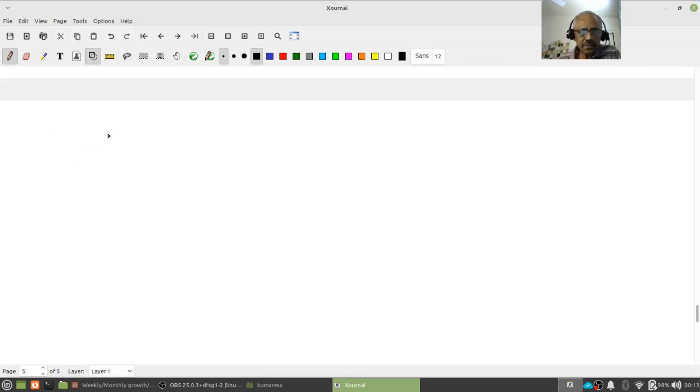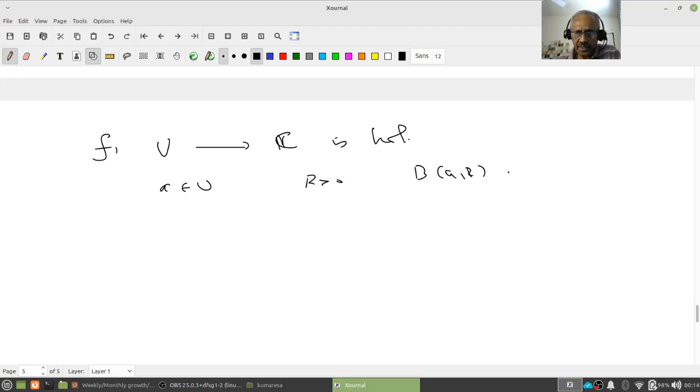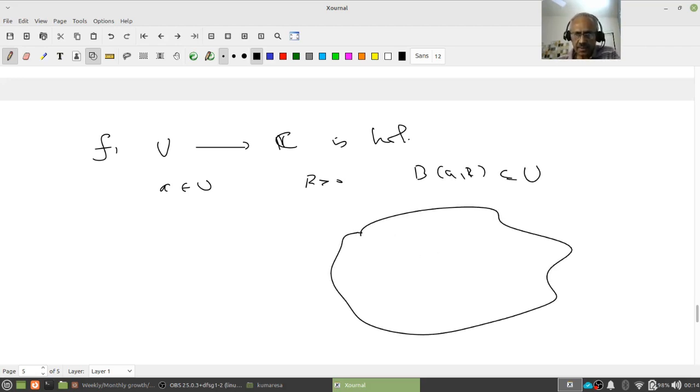Suppose f from U to C is holomorphic. Fix a point a in U, and fix an R positive so that B(a,R) is contained in U. This is my open set. Now let's choose a point a and choose any r. This is r and this is capital R.